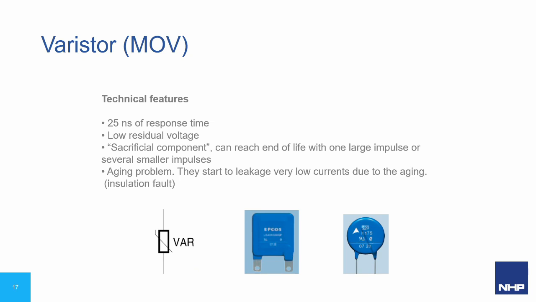MOVs have a very fast reaction time and leave a low residual voltage, which makes them ideal for protection of electrical equipment attached to the AC mains. The downside, however, is that a MOV degrades with every single discharge. The amount of degradation depends on the amount of energy it has conducted. One large transient may be enough to achieve end of life, or it may take hundreds of small transients to eventually break it down.